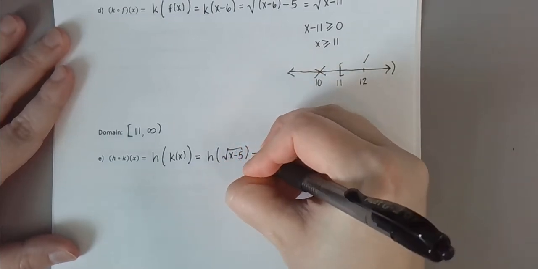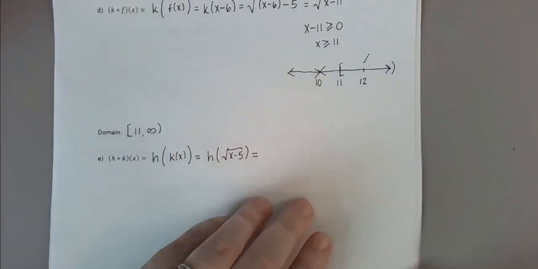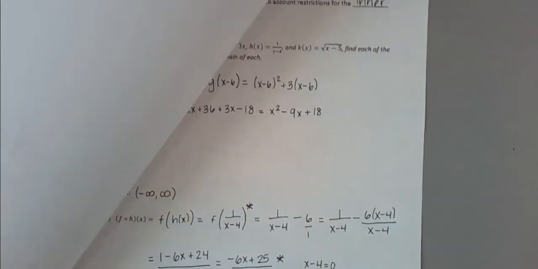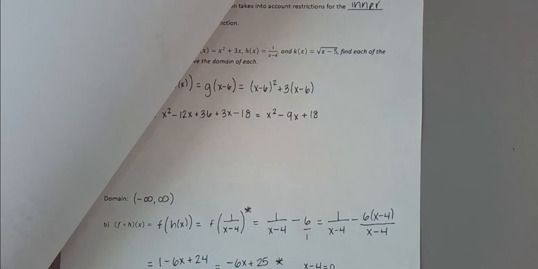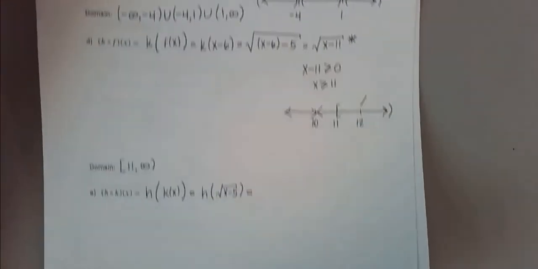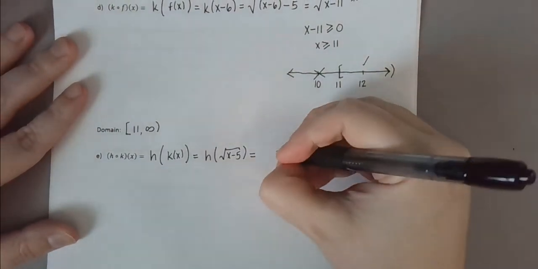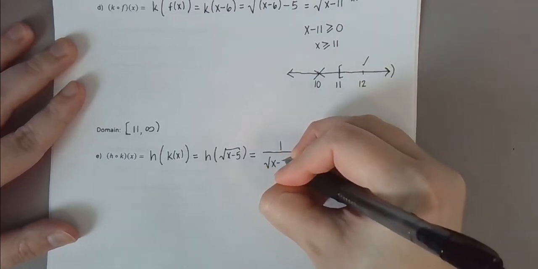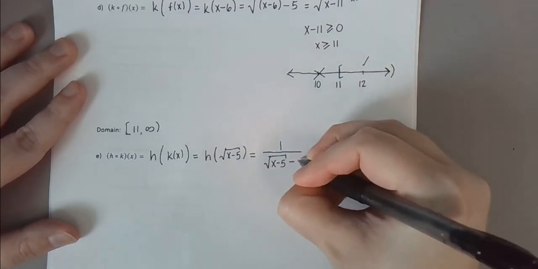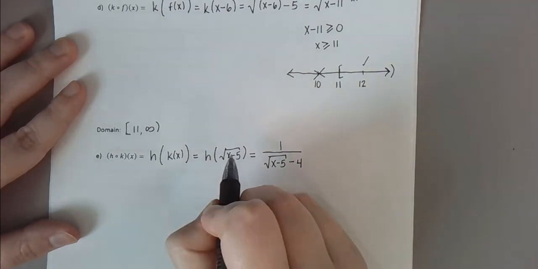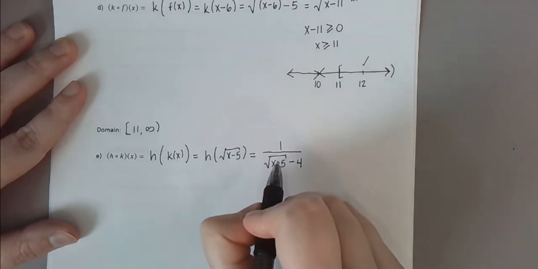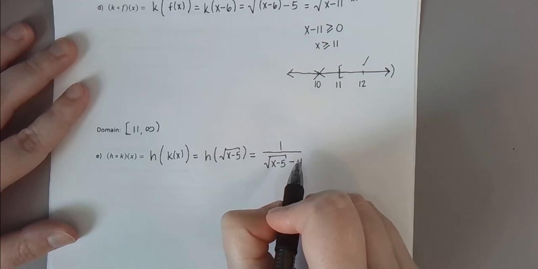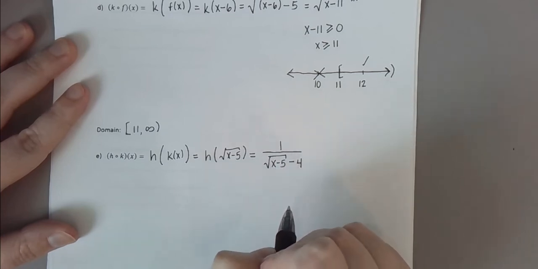And then h was our rational function, just to verify. H was 1 over our input minus 4. So 1 over our input minus 4. So this is our final function. We can't combine the negative 5 and the negative 4. One's under the radical, one's not. So they're not like terms.